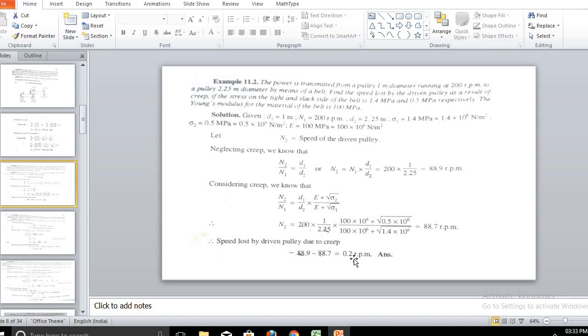This example is based on the creep term in the belt drive.